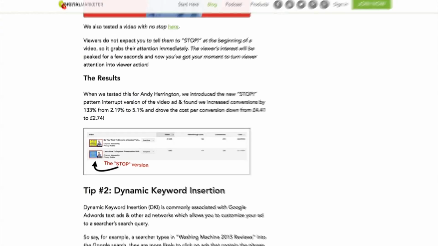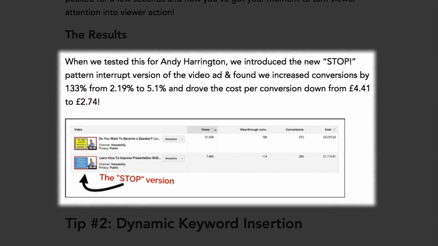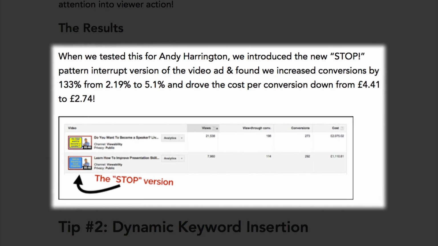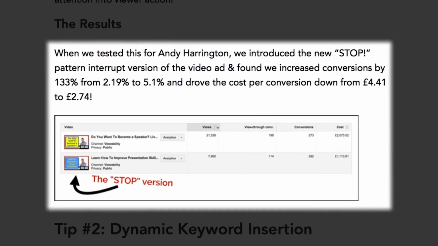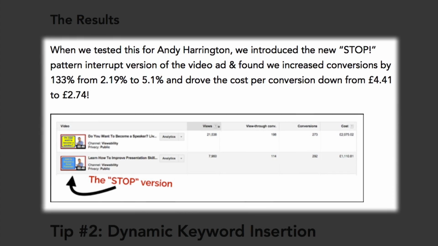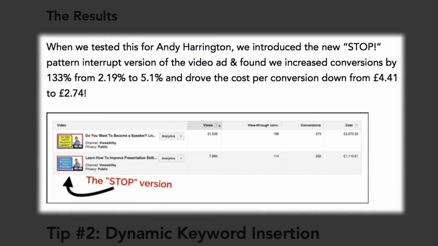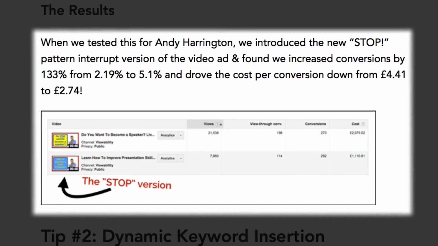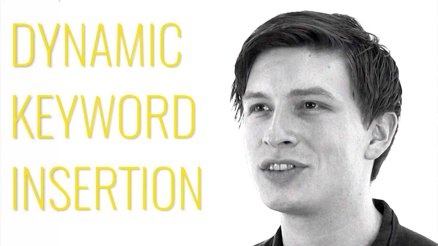Alright, now for the results. When they tested this on Andy Harrington's video, they introduced the new stop pattern interrupt and found that this version of the video ad increased conversions by 133%, from 2.19 to 5.1, and drove down the cost per conversion from 4.41 to 2.74.